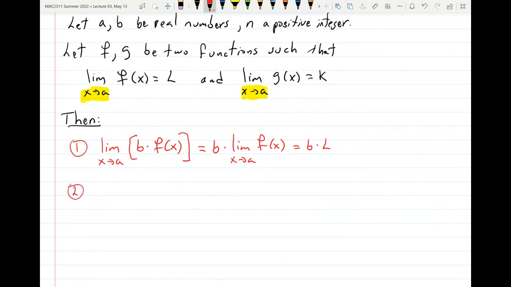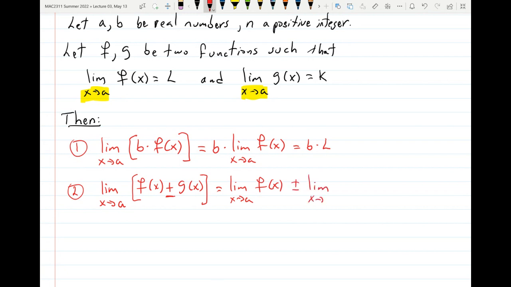Okay, so property number 2 is the fact that if you take the limit of the sum or the difference of two functions, I'm going to put two properties in one, this is going to be the sum or the difference of the limits, depending on what you're doing. In other words, this is going to be L plus or minus K. Again, the plus is if you're adding, the minus is if you're subtracting.